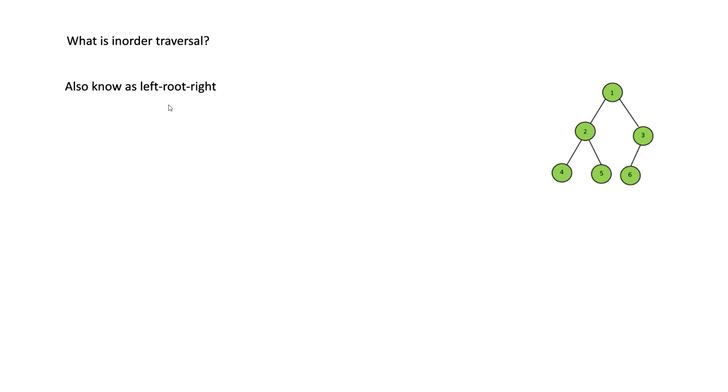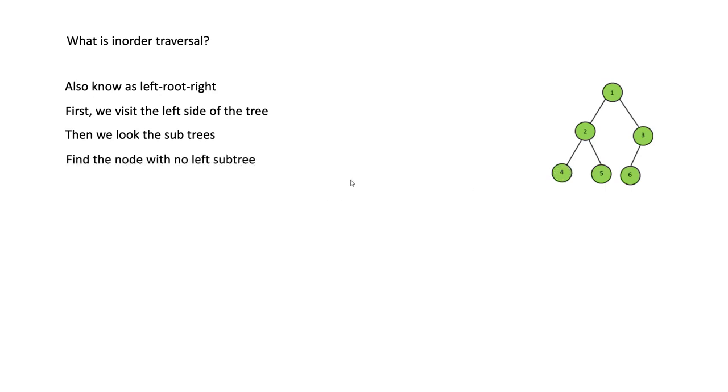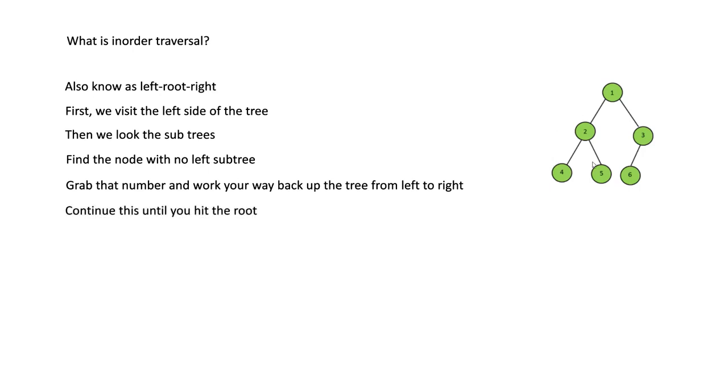So what is in-order traversal? It's also known as left, root, right, meaning we're going to go through the left branch, we'll take the root, and then we'll go through the right branch. Left side, so we're going to go all the way down the left branch and look at the subtrees, find the leftmost branch, which doesn't have any branches underneath it. We're going to grab that number and work our way back up the tree from left to right.